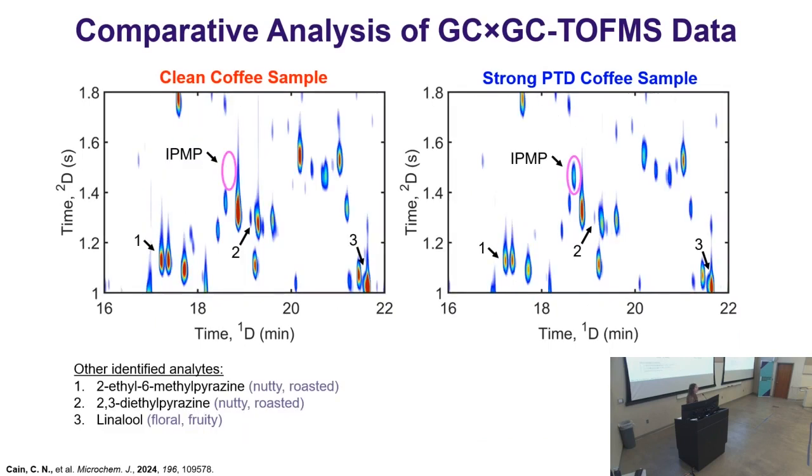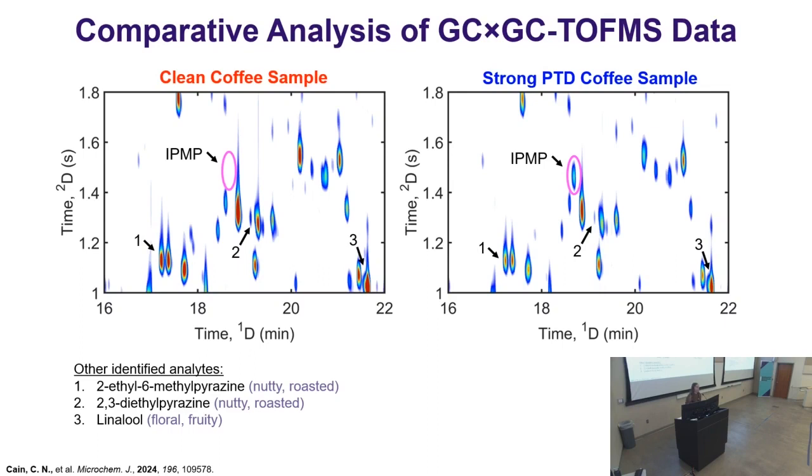So let's zoom in to a region of our chromatogram of interest. And we can start to make some identifications of some analytes and look at their signals between the clean and the strong sample. So in the pink oval, I've outlined IPMP. That's the one analyte that we know is definitely attributed to potato taste defect. And we can see that's not present in the clean coffee samples, but is present in our strong potato taste defect sample.